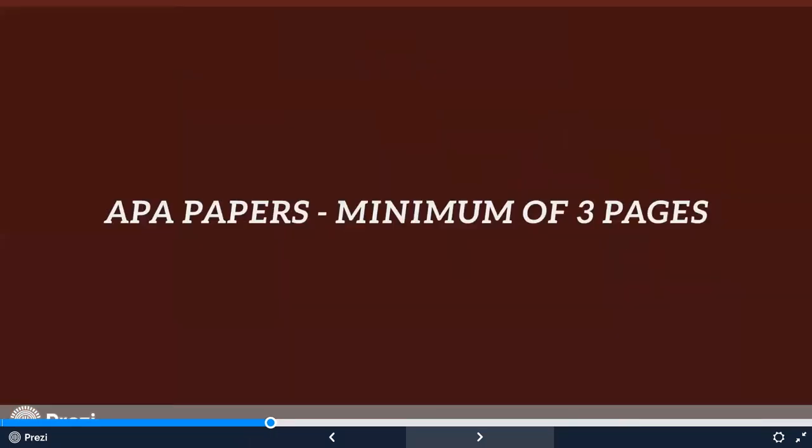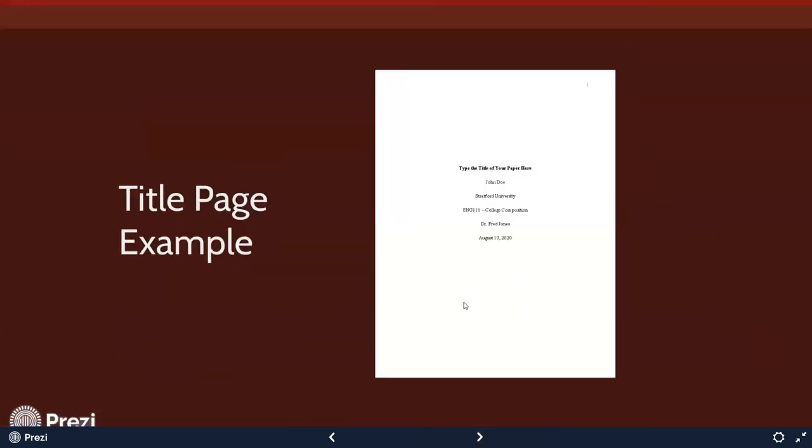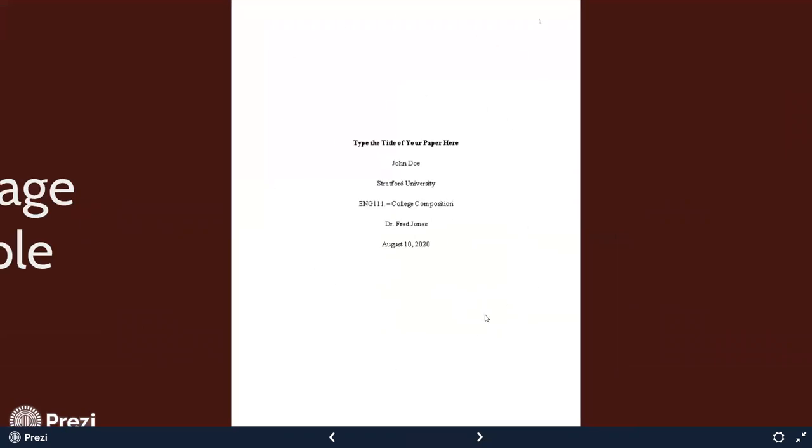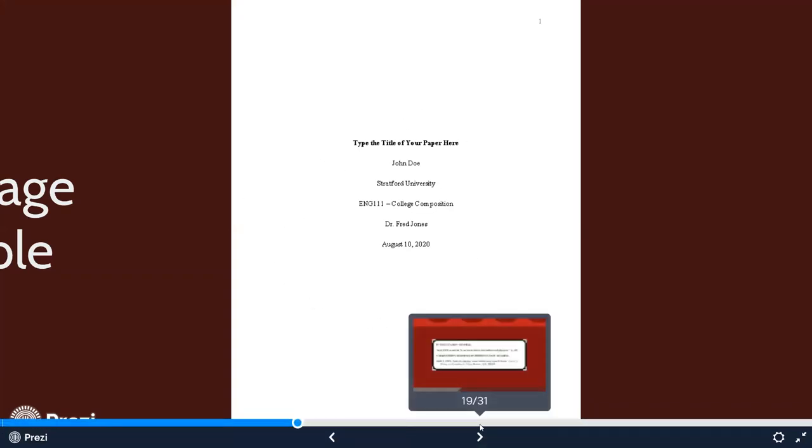Now, when we talk about what makes up an APA style paper, there's a minimum of 3 pages. So the first page is always going to be what we call your title page. And notice the only thing on the title page is this information here, as well as the page number that we just talked about being in the upper right-hand corner of the header. You type your title and you bold it. You've got your name, you've got Stratford University, you've got your course code and the name of your course, you've got your instructor's name, and then the due date. And notice how it's vertically and horizontally centered. So again, that's your title page, and this is the only information that's on your title page.